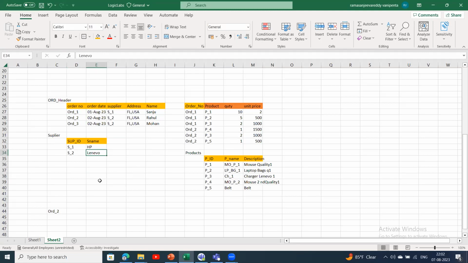Yes. See, this is the way to write joins in Oracle, not just in Oracle, in any DBMS. This is called relational database relation. How is the relation? This order number is linked with this, this supplier is linked with this supplier, and this P1, P2, P3, P4, P5 is linked with these things. Here, one more terminology comes into the picture called primary keys and foreign keys.